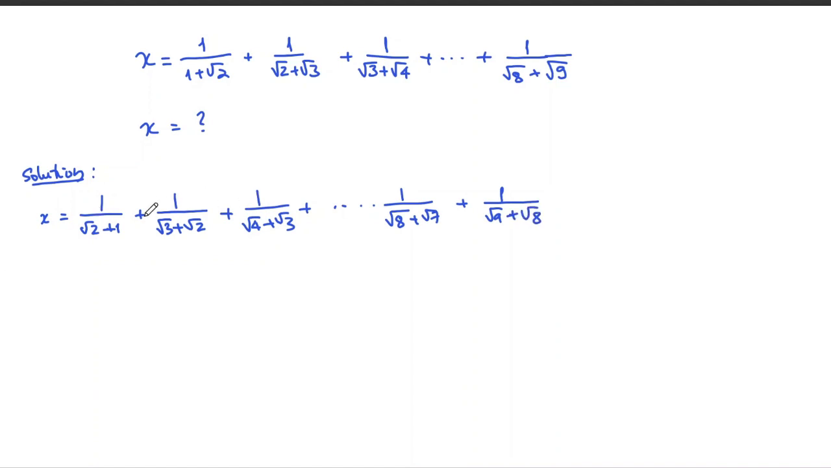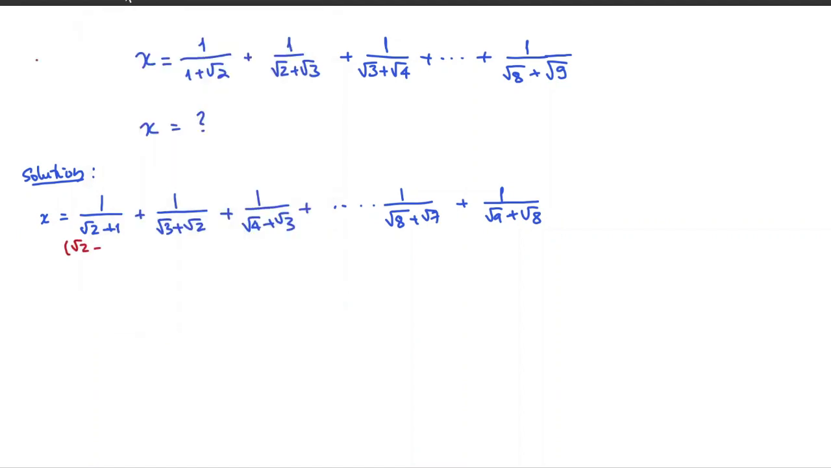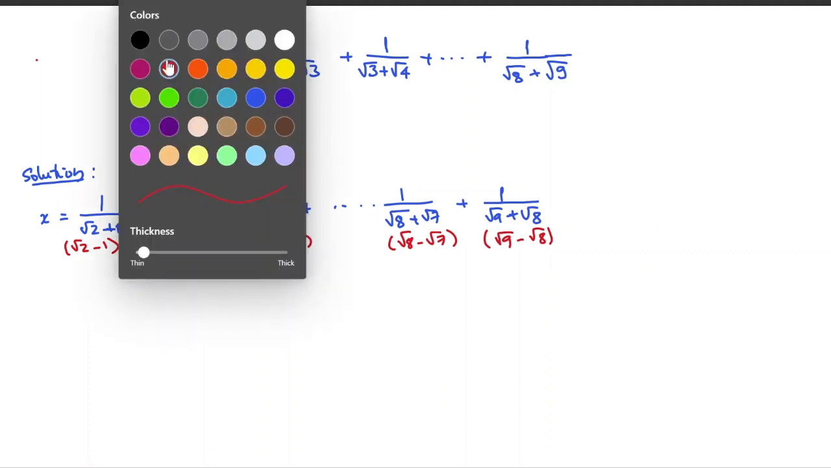Okay, so now I want to multiply each fraction over here by the radical conjugate of the denominator, which is, for the first one, I would multiply by square root 2 minus 1. The next one is square root 3 minus square root 2. The third one is square root 4 minus square root 3. And this is square root 8 minus square root of 7. And the last one I multiply by square root 9 minus square root 8. Okay. So I multiply each fraction with that radical conjugate.